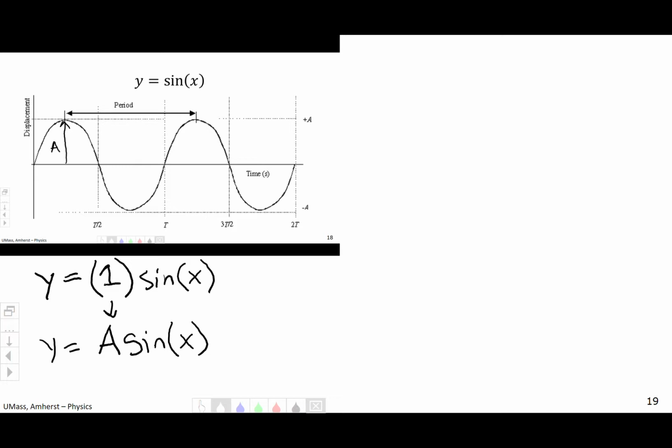Now, we can swap out these variables to make it fit the physical quantities that we're measuring. So instead of x, we have time, which we're going to write as lowercase t. And instead of y, we have displacement, which annoyingly enough is usually called x. So it's a distance or a displacement. So what we're going to end up with is x equals A sine of t.